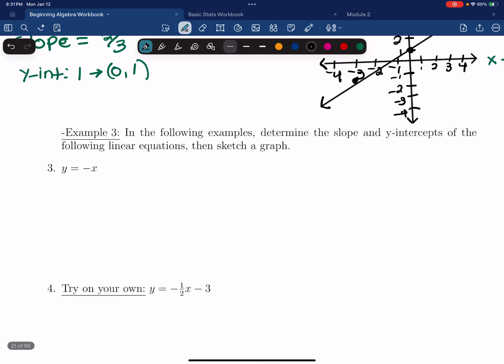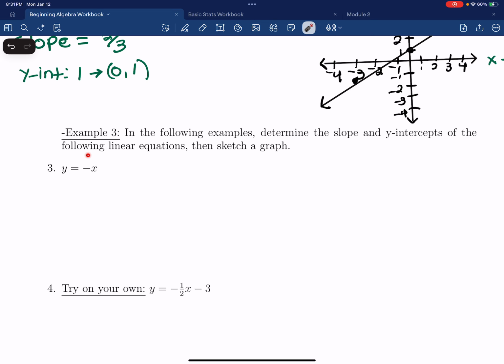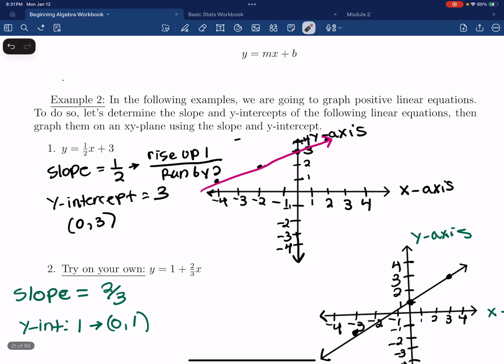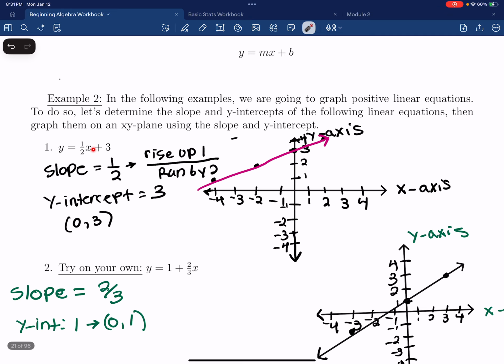Alrighty. So now that we've seen a couple examples of positive linear equations, now we're going to take a look at negative linear equations. Just by looking at these examples, we can tell it's a negative linear equation automatically by looking at the equation. Since there's a negative in front of this x, that's telling us that this slope is negative. We have a negative slope, so we have a negative linear equation. Same thing for this other example. Here, both our slopes are positive, so that's why we had positive linear equations.